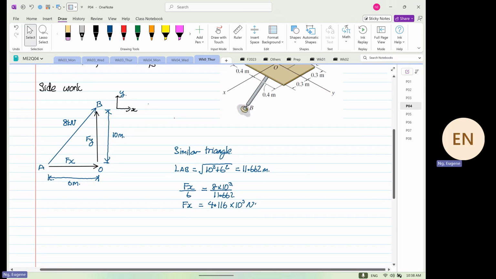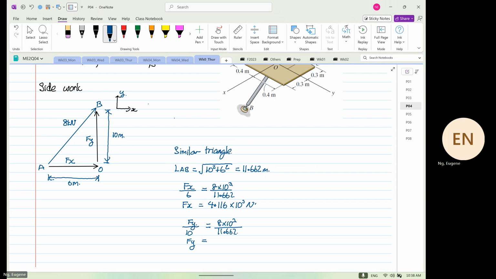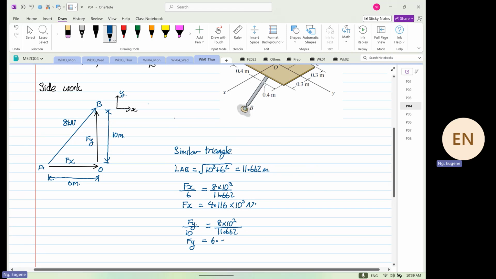You can do likewise for Fy. So Fy over a distance of 10 will be equal to 8 times 10 to the power 3 divided by 11.662. So Fy is equal to 8 times 10 to the power 3 times 10 divided by 11.662, which is 6.860 times 10 to the power 3 Newton.